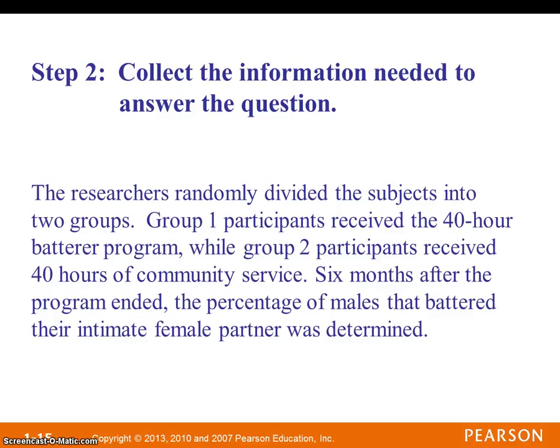Step 2 would be to collect the information needed to answer the question. So the research group randomly divides the subjects into 2 groups. Group 1 participants receive the 40-hour batterer program, while Group 2 participants receive 40 hours of community service. 6 months after the program ended, the percentage of males that battered their intimate female partners was determined.